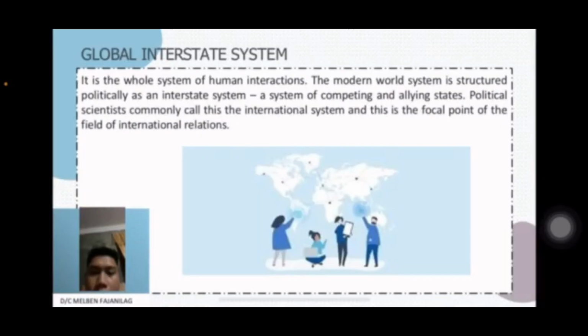The global interstate system is the whole system of human interactions. The modern world system is structured politically as an interstate system, a system of competing and allying states. Political scientists commonly call this the international system, and this is the focal point of the field of international relations. This explains the effort of countries and governments globally to cooperate and collaborate. An example of this is the IMF and the World Bank.